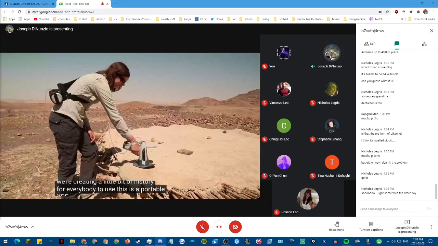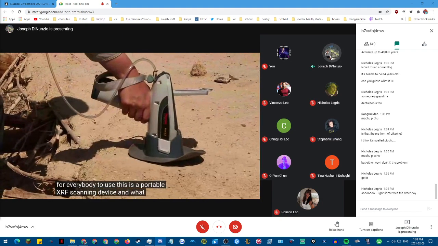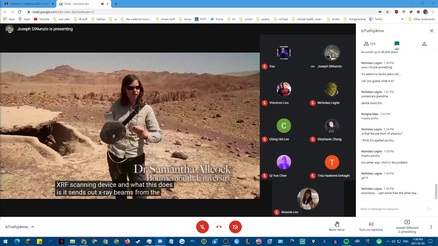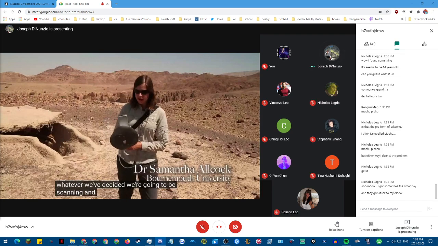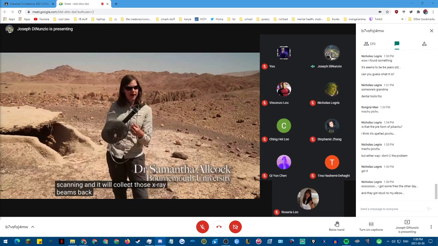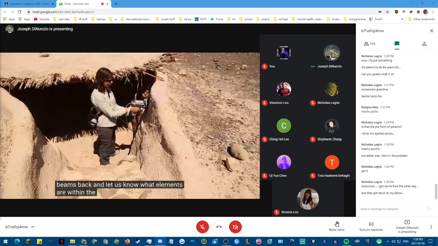This is a portable XRF scanning device, and what this does is it sends out X-ray beams from the front of the instrument into whatever we've decided we're going to be scanning, and it will collect those X-ray beams back and let us know what elements are within the substance we're scanning.